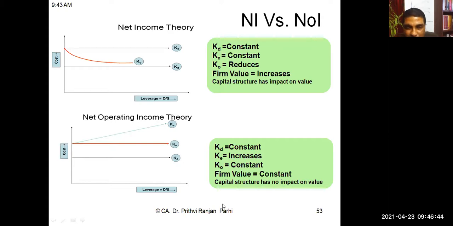Did you understand both the theories? This is the difference between both the theories. Just have a look. We can conclude the first theory says that capital structure has an impact on value. But the second theory says capital structure doesn't have an impact on value of the firm. Why? Because capital structure is changing, but not changing the overall cost, so not changing the value. So there are two different theories. They're talking from two different angles.